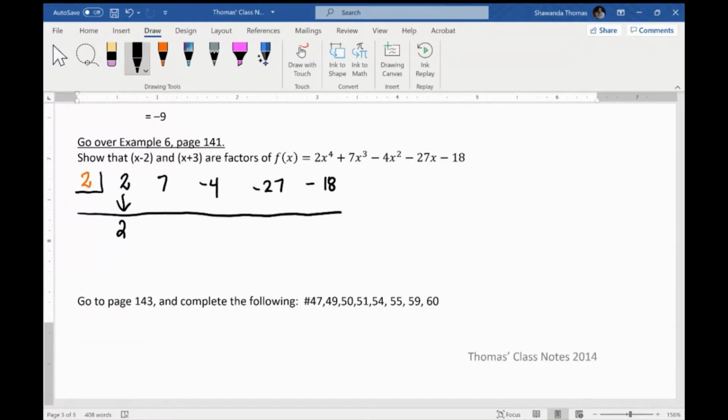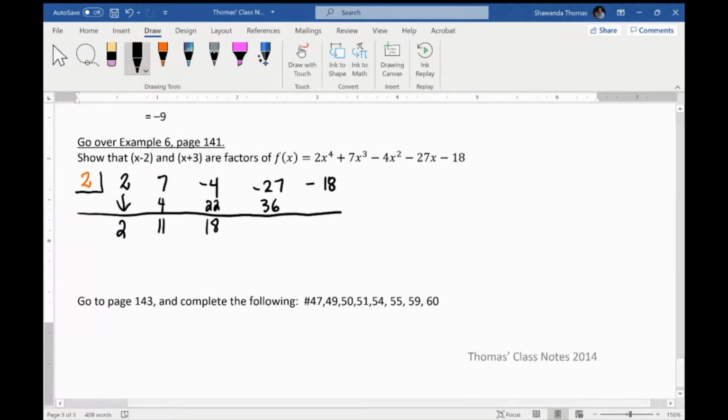So we drop down the first number, 2. What's the next number? 4. We multiply. What's the next number? 11, because we added. What's the next number? 22, because we multiplied. What's the next number? 18, because we added. What's the next number? 36, because we multiplied.